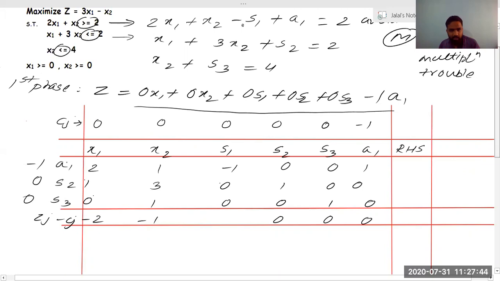This is coming out to be -1 into -1 is 1, and everything is 0, so 1 minus 0 is 1. So we have got some value. What is the RHS? 2, 2, 4. So I'll write the RHS. Similarly, RHS will be -2. 0 into 2 will be 0, 0 into 4 will be 0. So -2 plus 0 plus 0 is -2, and minus 0 will be -2.